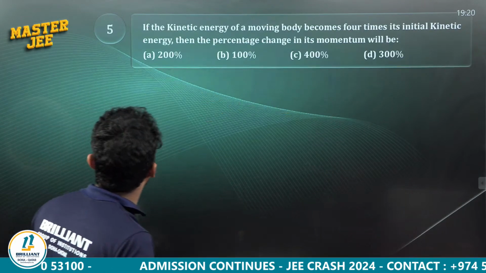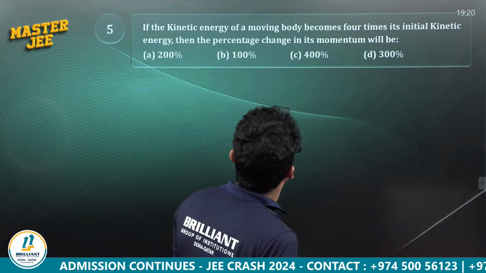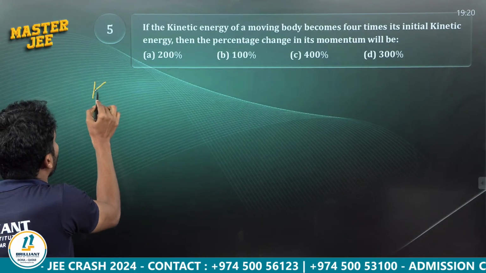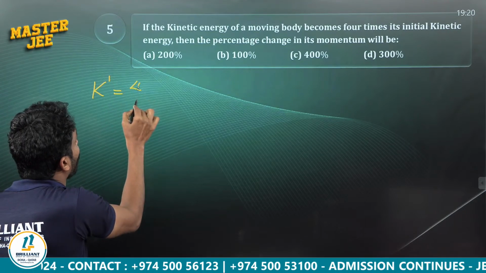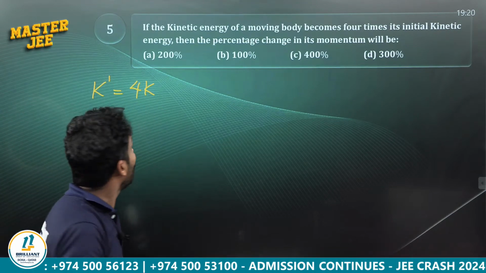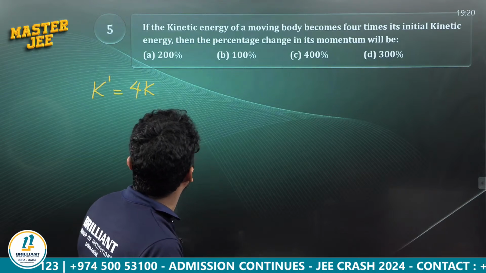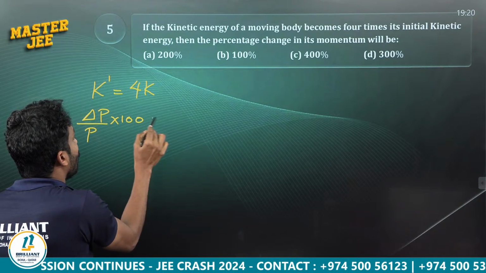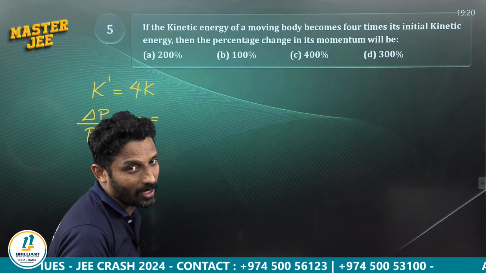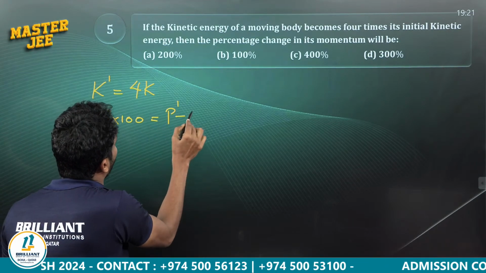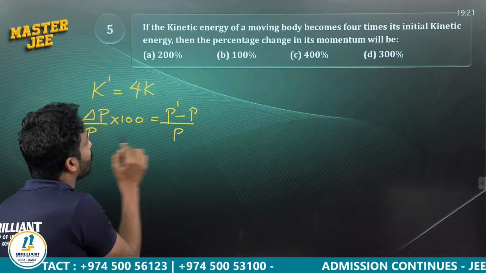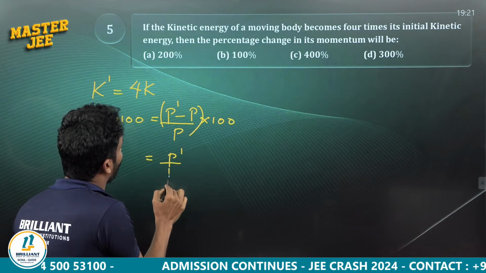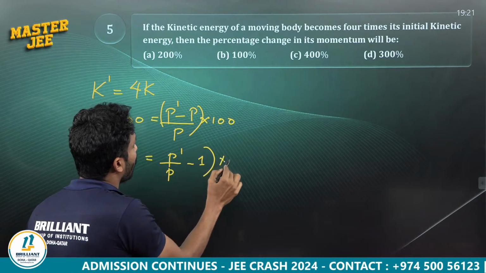Now, question number 5: if the kinetic energy of a moving body becomes 4 times its initial kinetic energy, then the percentage change in its momentum will be, delta P by P into 100. This is mathematically the percentage change in the momentum. Delta P means final momentum minus initial momentum divided by initial momentum into 100. Clear? It is P dash by P minus 1 into 100.